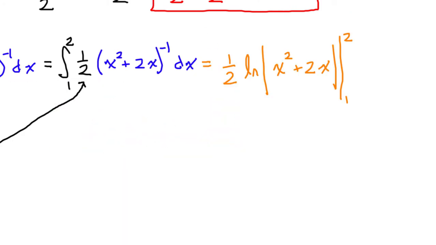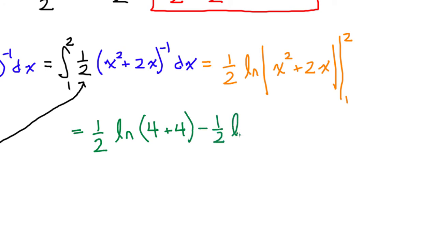And after some technical difficulties, now I can take the evaluation bar, I can actually plug in these numbers. So I'm going to have 1/2 natural log of, when I plug in 2, this is going to be natural log of 4 plus 4. And then I'm going to subtract 1/2 natural log of, when I plug in 1, 1 plus 2. And again, I'm dropping the absolute value bar because the absolute value of 4 plus 4 is 8. It's already positive. If it was negative, then I would have to worry about that.